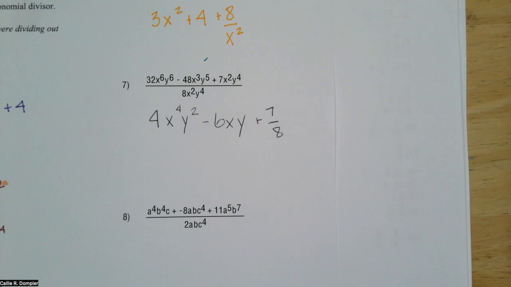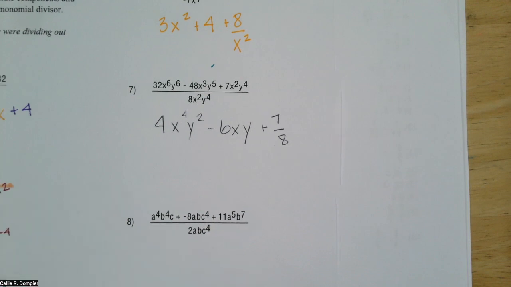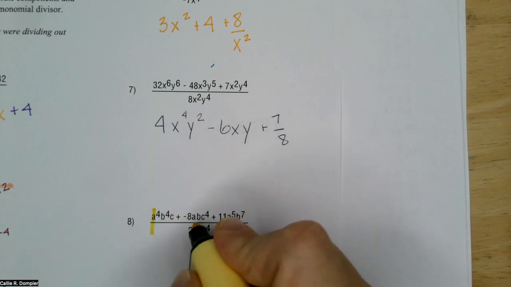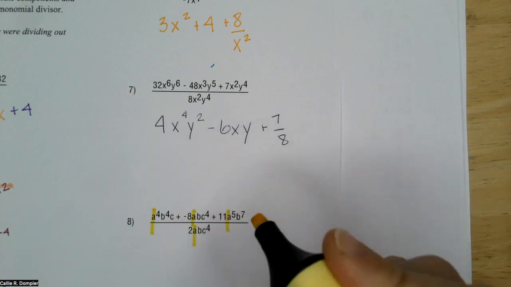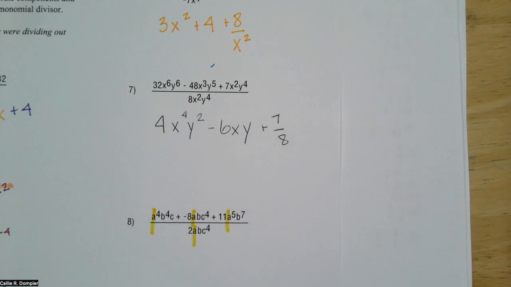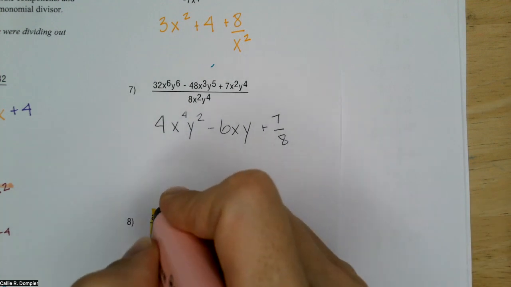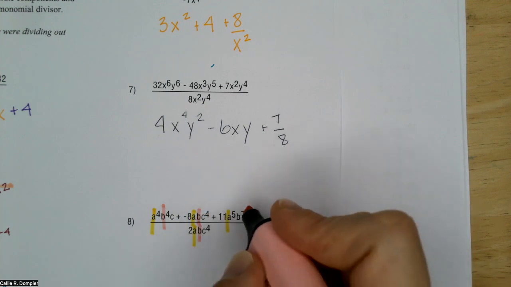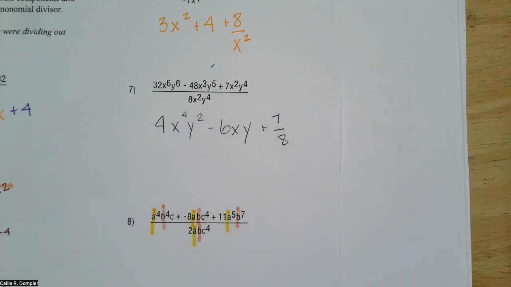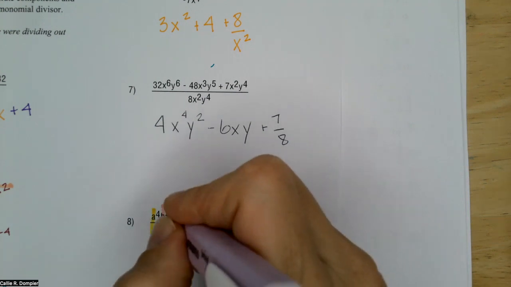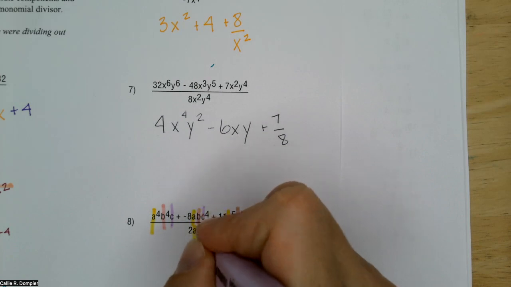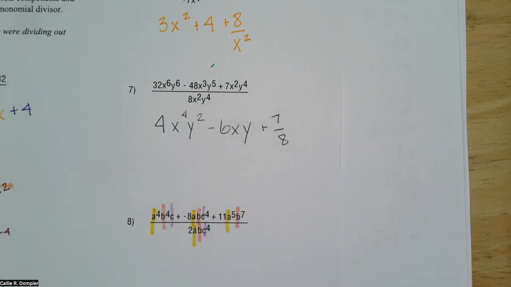Good. All right. Last one, and this one looks like it has a lot of variables. And just like I was putting the x's and y's in a different color, you want to be thinking about the variables differently. So the a can only be simplified with other a's. The b is only simplified with other b's. And then the c with the other c's.